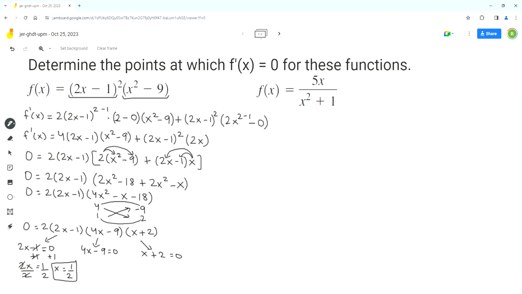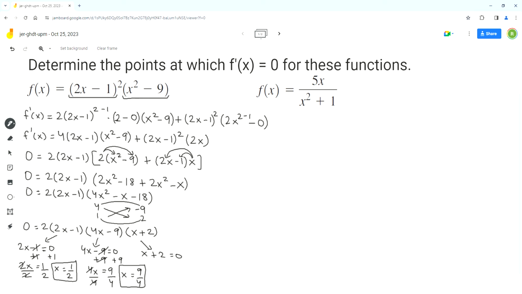Now for the second one, we'll add 9 to both sides. So the 9's on the left side cancel each other out. So we get 4x equals 9. And now we can divide both sides by 4. So the 4's on the left side will cancel each other out. So we get x equals 9 over 4. So this is our second x value.